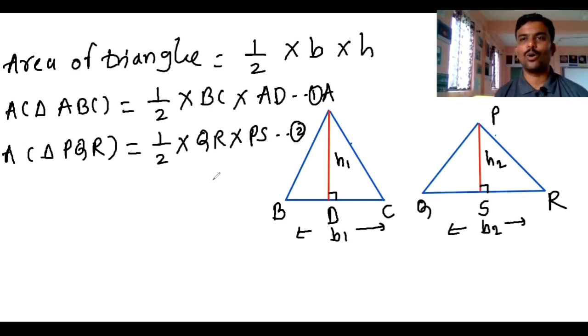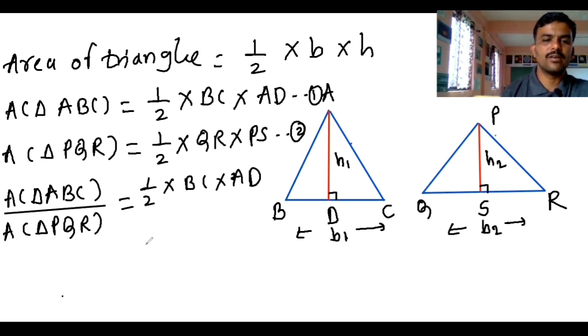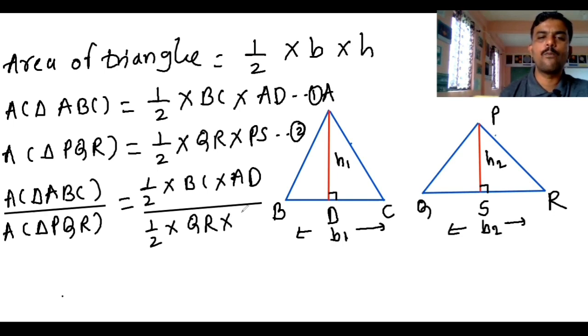Now we are going to take the ratio. Suppose A and B are any two numbers, then the ratio is denoted as A upon B. From equations 1 and 2, we take the ratio of the left hand side, and automatically we also take the ratio of the right hand side. The value of area of triangle ABC is 1/2 into BC into AD. Also I am taking the ratio of the right hand side, which automatically becomes 1/2 QR into PS, the value of area of triangle PQR.